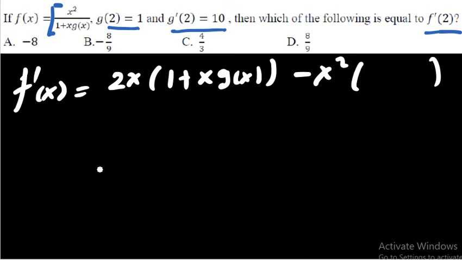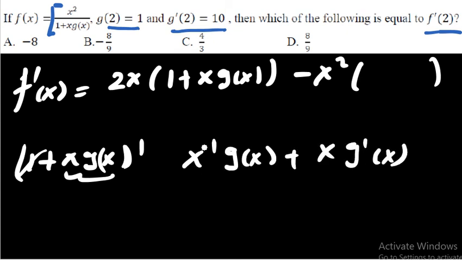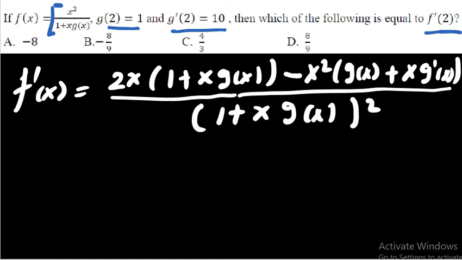But first, let's derivate it in another place. 1 plus x g of x. When you derivate this, the derivative of 1 is 0, ignore. We have to derivate this part only. This is a product, so product rule will be applied here. It will be x derivative times g of x plus x times g derivative of x. But x derivative is 1, so that is g of x plus x times g derivative of x. So it's going to be in a big bracket. Don't forget here, there is a big bracket.